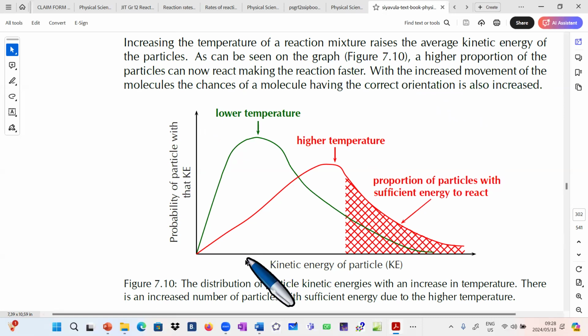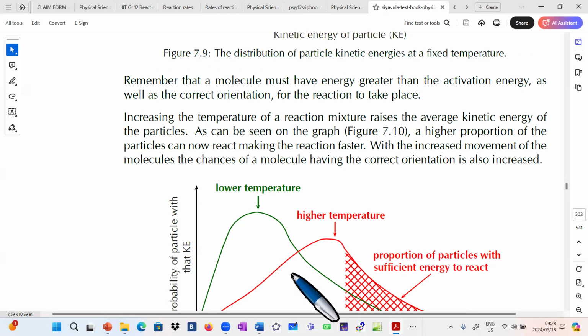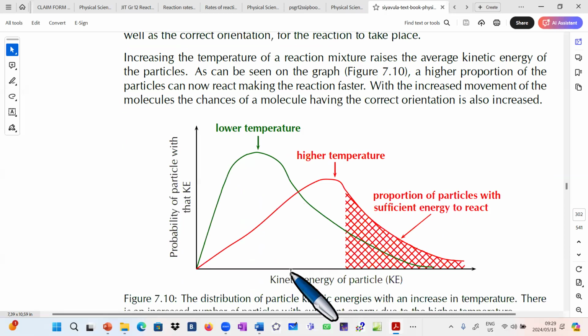Now let's look at the Boltzmann distribution. We'll discuss this very briefly. At lower temperature, the peak is a little bit higher, and at higher temperature the peak is lower. This is counterintuitive, but the proportion of particles with sufficient energy to react can be seen there. There are a couple of things here that remain very important.